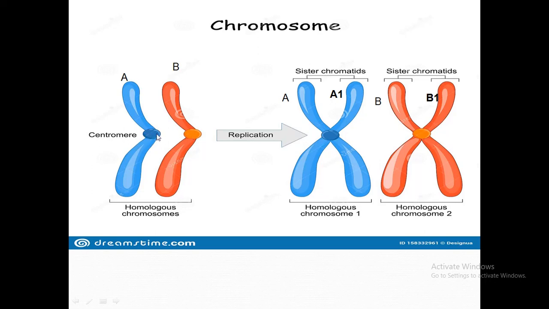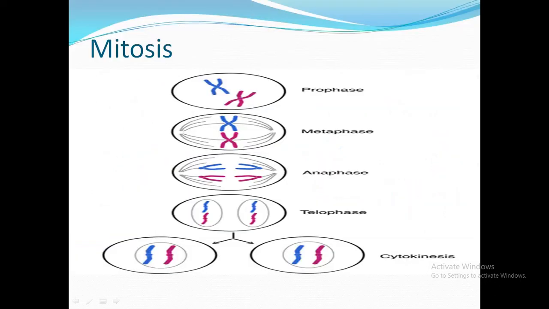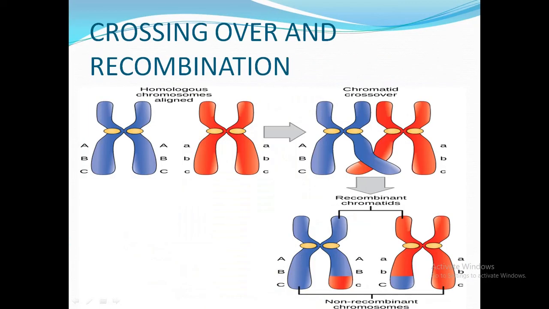Here you can see they have the same length, same position of the centromere, and also they should have the same loci. Here you can see. Now these are the loci. Loci are the places, or you can say the locations on the chromosome where alleles are present. Now here you can see, there is an allele here. So this is allele A.